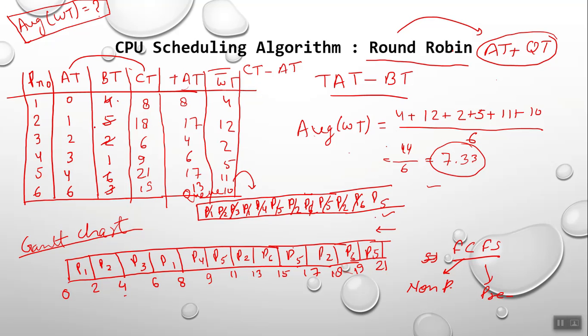And in the question, they might ask you about the completion time of process 3. So you simply have to tell them this is going to be 6, or the completion time of process 5, so it's going to be 21. Or sometimes they ask you the turnaround time of process 3, so you just have to tell them. Or if they ask you to calculate all the values, like average waiting time or average turnaround time, right? So you need to go this way.